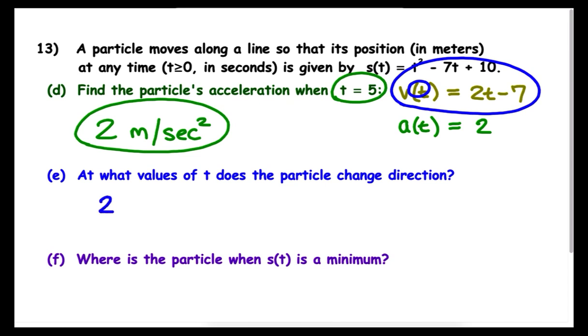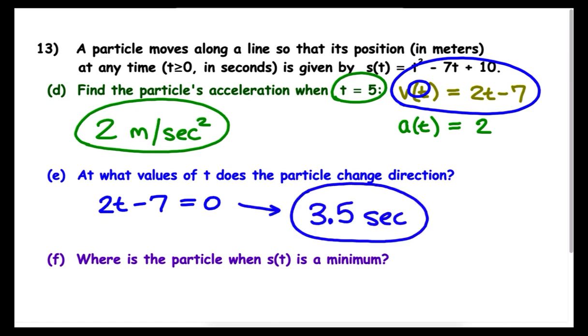So we have 2t minus 7 equal to 0. I don't think you have to be an algebra genius to figure out that time is 3.5 seconds. Or 7/2 if you're a fraction fan.